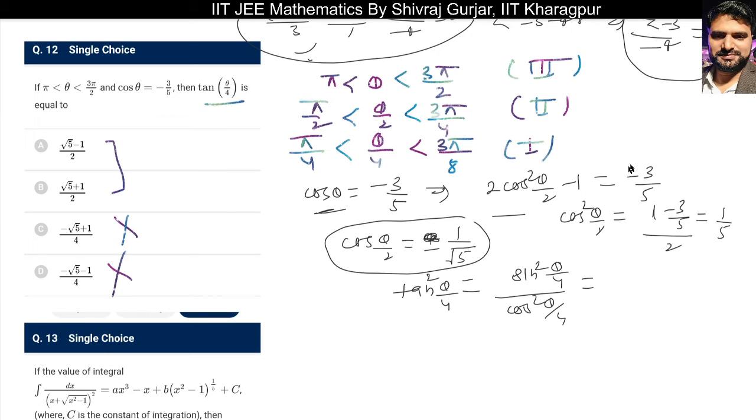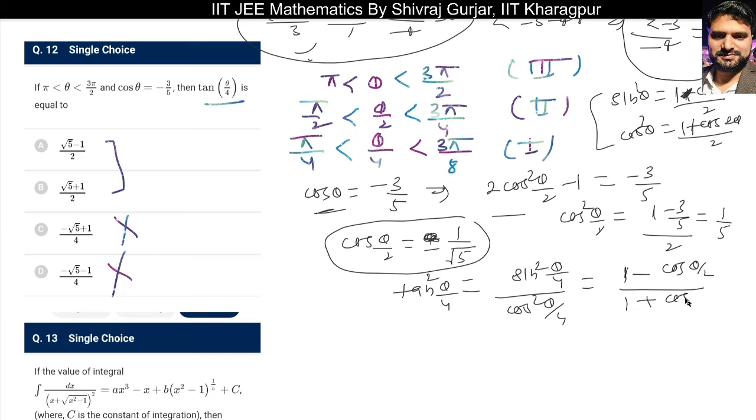Sin square theta, we know this formula that sin square theta is nothing but 1 minus cos 2 theta by 2. Similarly cos square theta is nothing but 1 plus cos 2 theta by 2. Opposite here actually, this is minus and this is plus. These formulas we know, so apply these here. This will be 1 minus cos theta by 2 over 1 plus cos theta by 2. Value put कर देते हैं. Cos theta by 2 is minus 1 by root 5, so 1 plus 1 by root 5 over 1 minus 1 by root 5. So this is root 5 plus 1 over root 5 minus 1.